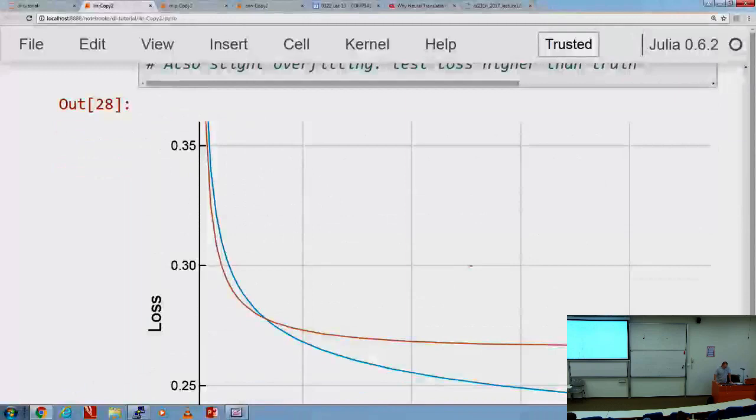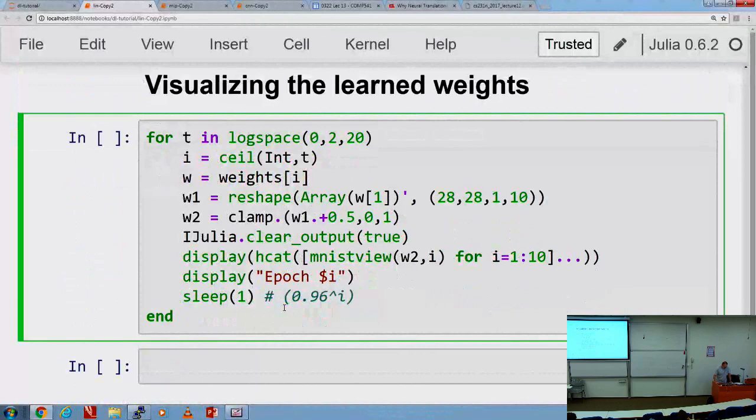So here's a little thing I wrote. It's maybe more complicated than necessary, but I'm taking the weights W and reshaping them, because it's 10 by 784. So I take the transpose, make it 784 by 10, and then I reshape it so that it's 28 by 28 by 1 by 10. So it's as if there are 10 images now in the third line, W1. It looks like a batch of 10 images. And then in W2, I do some translation and clamping.